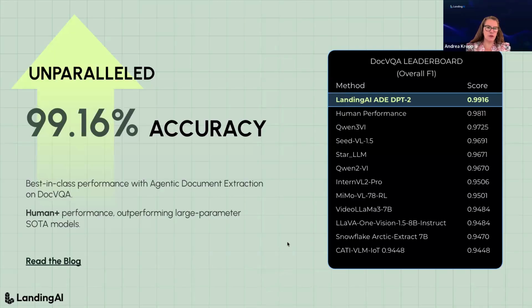VQA here stands for Visual Question Answering. This is a data set compiled by some faculty at UCSF and UCSD, I believe, and they've tested many state-of-the-art models against this benchmark. You can see that LandingAI is currently sitting at the top of that leaderboard. We're actually coming in above human performance. People often ask, how is that possible? That's because these documents are really difficult and you have to hunt for the correct answer in the document, and the humans don't always get it correct either.